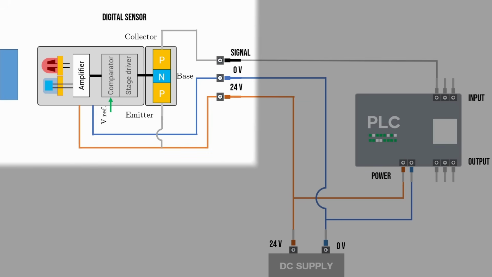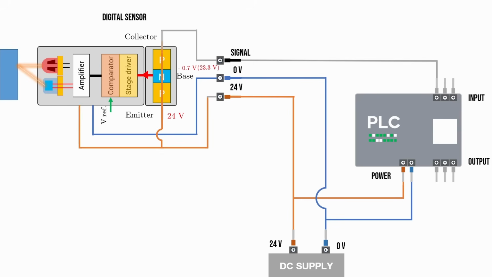But when an object comes in front of the sensor, the light from the LED reflects back to the receiver. The photocurrent increases and the comparator output goes high. This signal from the comparator activates the internal drive circuit, which slightly pulls down the voltage of the transistor's base, about 0.7 volts lower than the emitter voltage. So if the emitter is at 24 volt, the base becomes lower than 23.3 volt. And when this happens, the transistor turns on, allowing current to flow from the emitter to the collector.